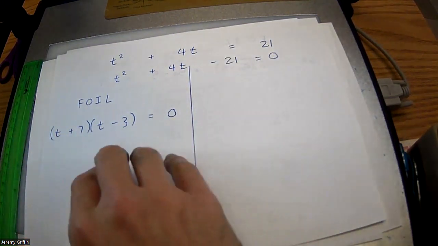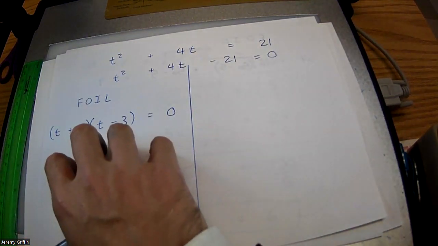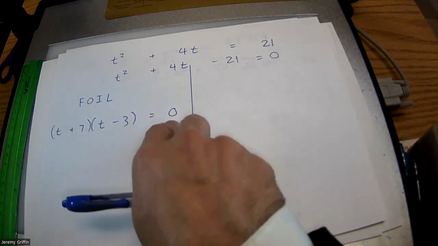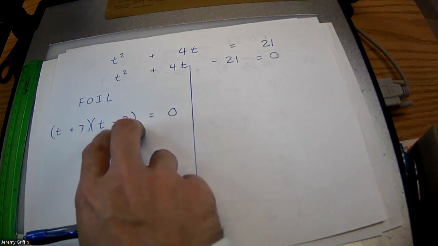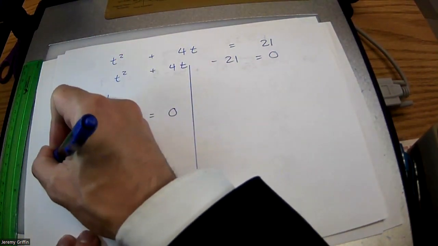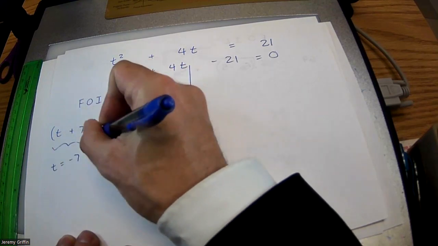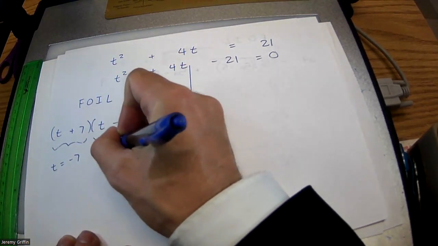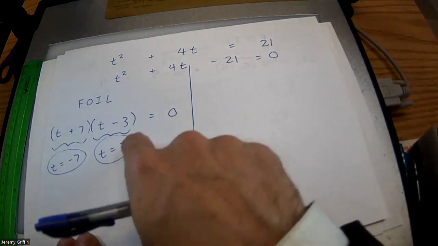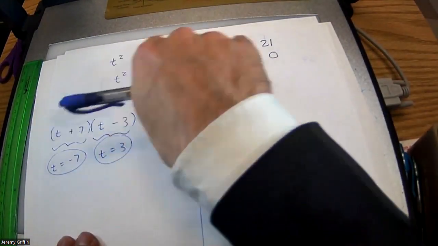So what's the advantage of this factored form? Well, now that you have things that are multiplied together that give you 0, if either piece is 0, the whole thing is 0. That's where from this piece you can get t could possibly be -7, and from this piece you could possibly get t is equal to +3. And they'll both work. So if you go back to the original statement, you can plug either of those into it, you'll get 21 for the one.